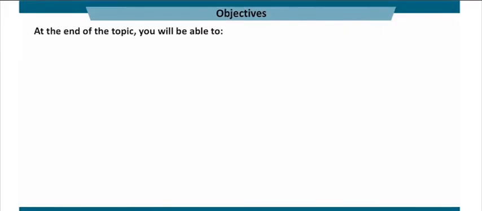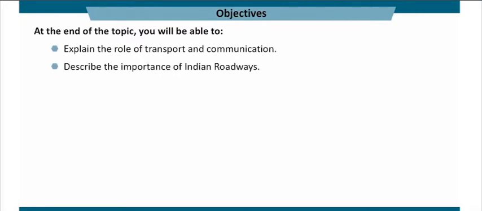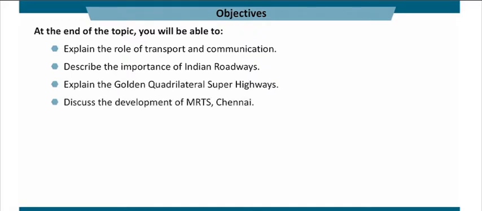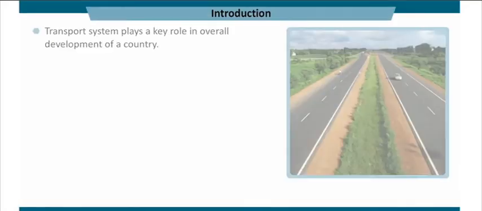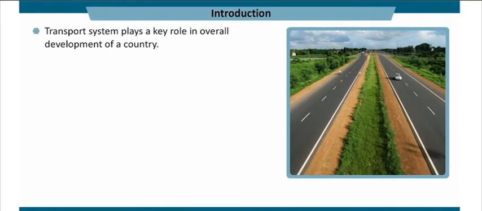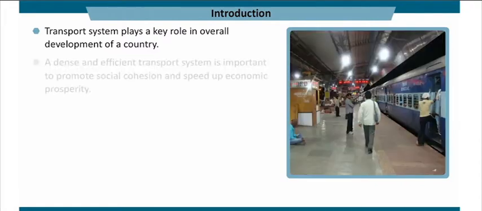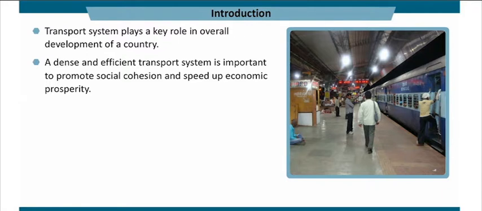At the end of the topic, you will be able to explain the role of transport and communication, describe the importance of Indian railways, explain the golden quadrilateral superhighways, discuss the development of MRTS Chennai. Transport system plays a key role in overall development of a country. It transports the raw materials to the centers of production and the finished goods to the market. A dense and efficient transport system is important to promote social cohesion and speed up economic prosperity. It ensures security and national integrity.